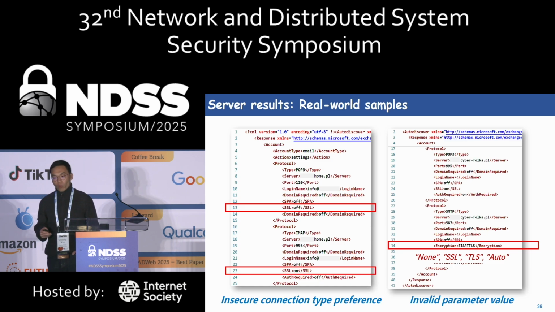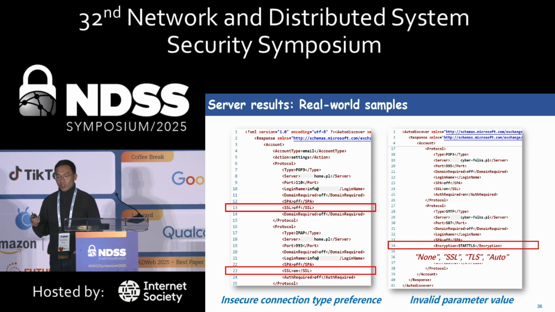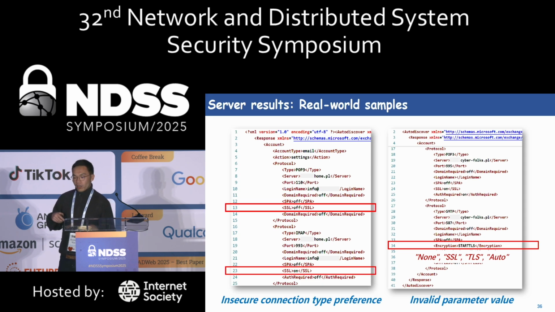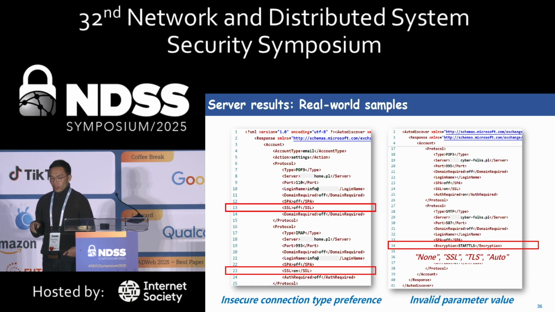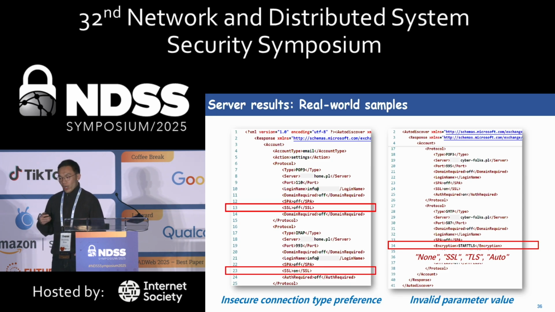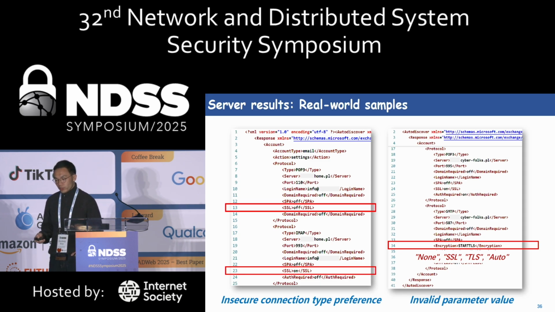So here are real-world examples. The server administrator set POP3 with plain text, while IMAP is encrypted. But POP3 takes precedence over IMAP in the connection order. And the right case is about the server administrator incorrectly setting the element values. For example, they set the start here as a value which is out of the definition of this element.